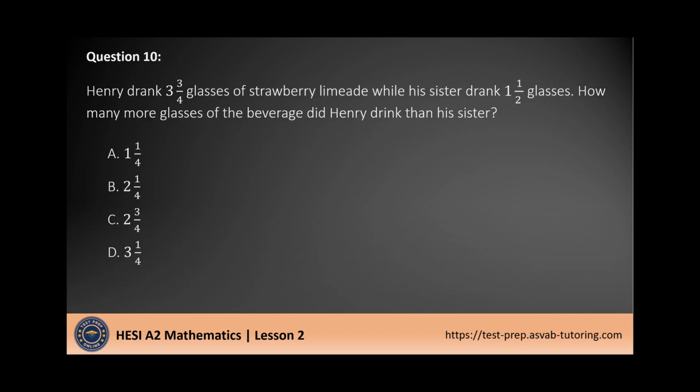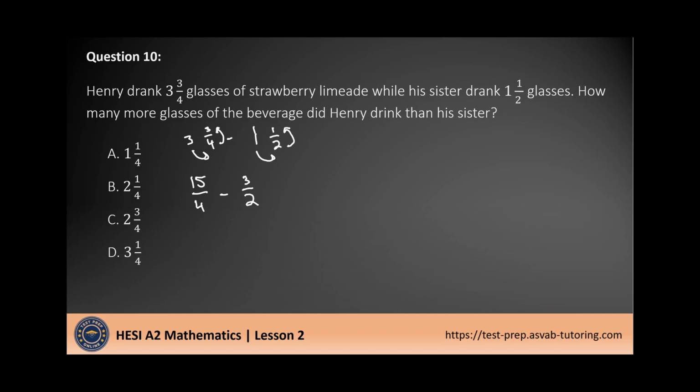Henry drank 3 3/4 glasses of strawberry limeade while his sister drank 1 1/2 glasses. How many more glasses did Henry drink than his sister? So, similar problem. We're comparing 3 3/4 to 1 1/2, and we want to know the difference, right? We're asking who drank more, so we want to know the difference, which means subtraction. So we're going to do 3 3/4 minus 1 1/2. We'll start by turning those into improper fractions. 3 times 4 is 12 plus 3. 15 over 4 minus 1 times 2 is 2. 2 plus 1 is 3.